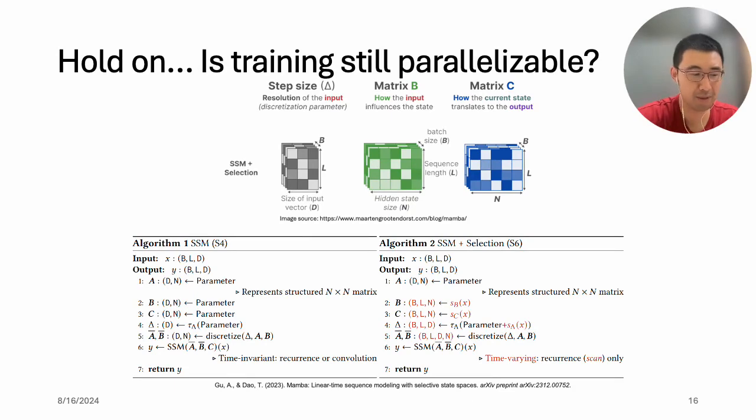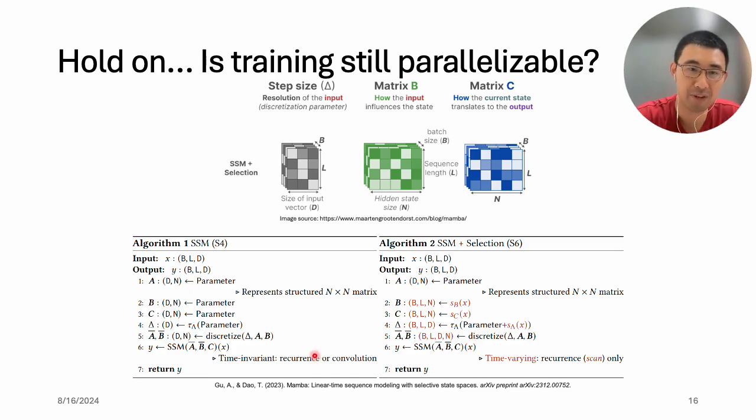This is the original algorithm block they showed in the paper, which you can compare to the original S4 linear time invariant model. In the new S6 model, instead of having the matrices B and C and delta as constants, they do a linear projection of the input X to form a bigger B, a bigger C, and also a bigger delta. Delta is actually a vector, and they apply a softplus on top of it. Then they form the A bar and B bar to be B times L times D times N, which is fully customized to the input.